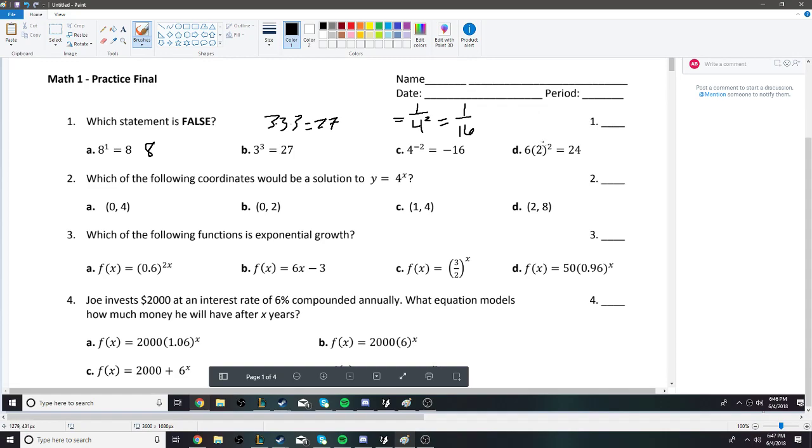For number 6, exponents first. So 6 times 2 to the second power is 4, and 6 times 4 is 24. So therefore, this answer is C.